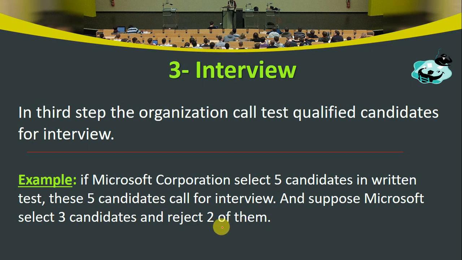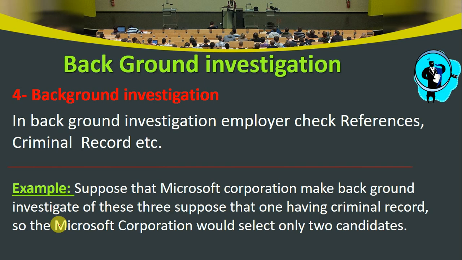So they reject 2 of them and they select 3 of them. After these 3 the further process will be background investigation. In background investigation employer check references, criminal record etc.